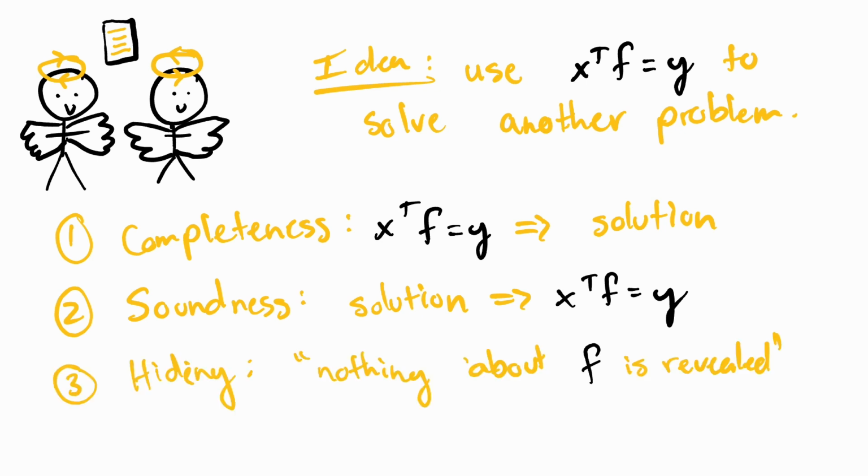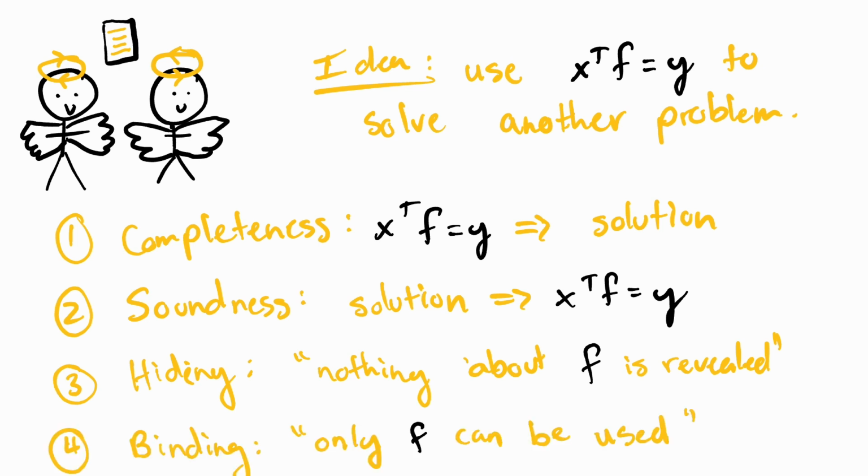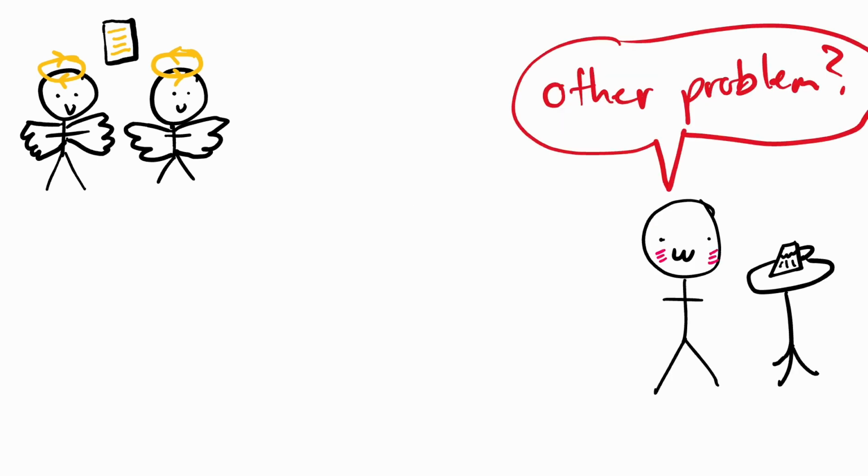The roller coaster guy wants hiding. We don't want any information about f to be revealed. And finally, we don't want them to switch out what the function is. So we'll call that binding. Only the function f should be used here, no other function. So what is this problem?